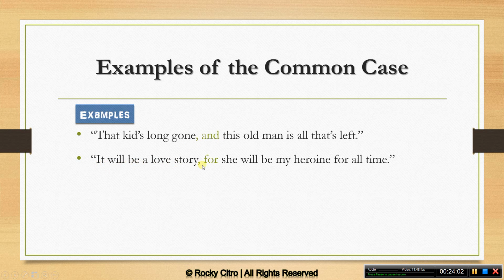It will be a love story, for she will be my heroine for all time. Again, I use this one because it's a little less common, but just to show. We have 2 grammatically complete elements joined by one of the 7 little magic words, so we need a comma.